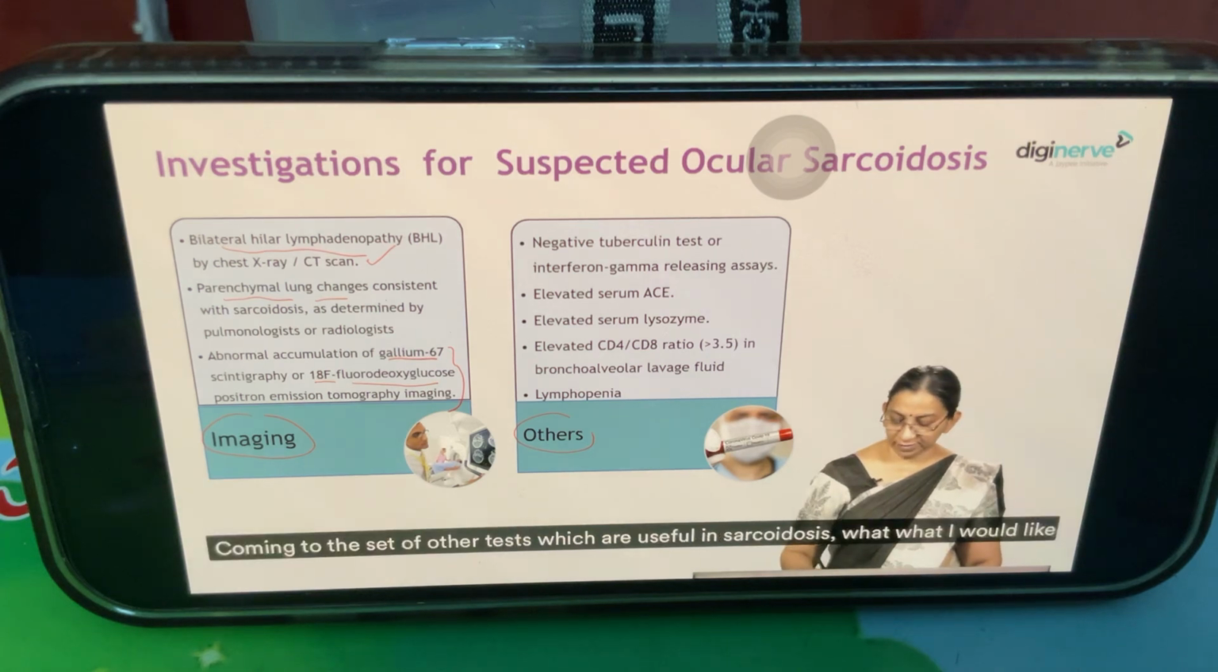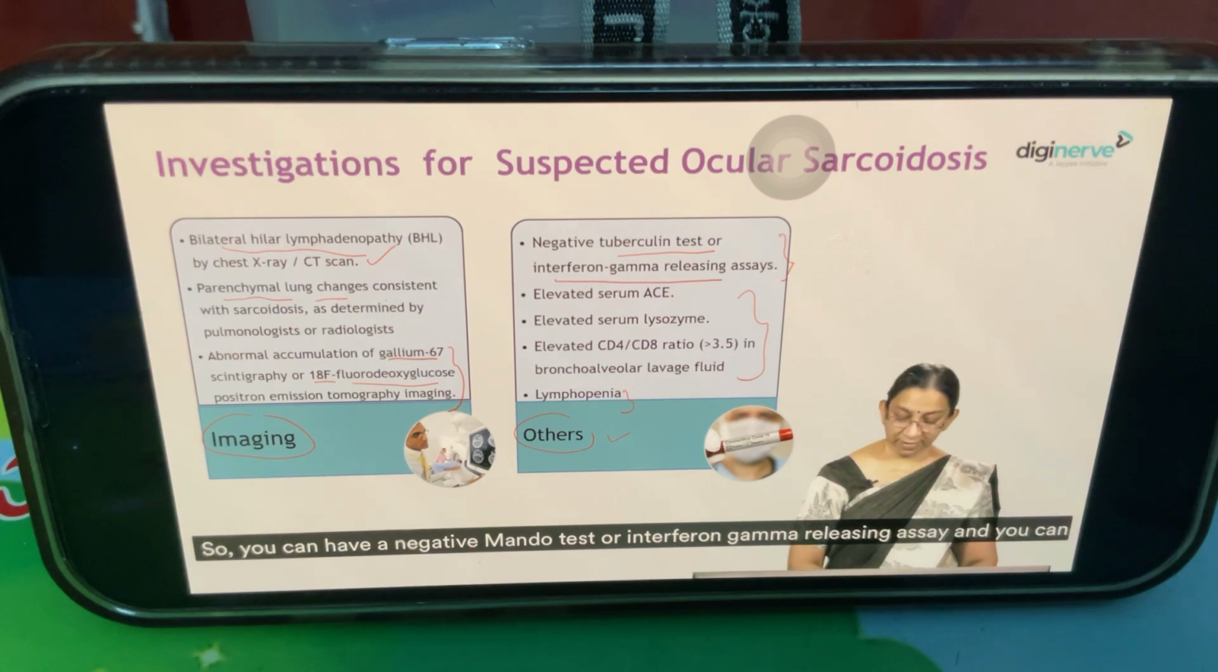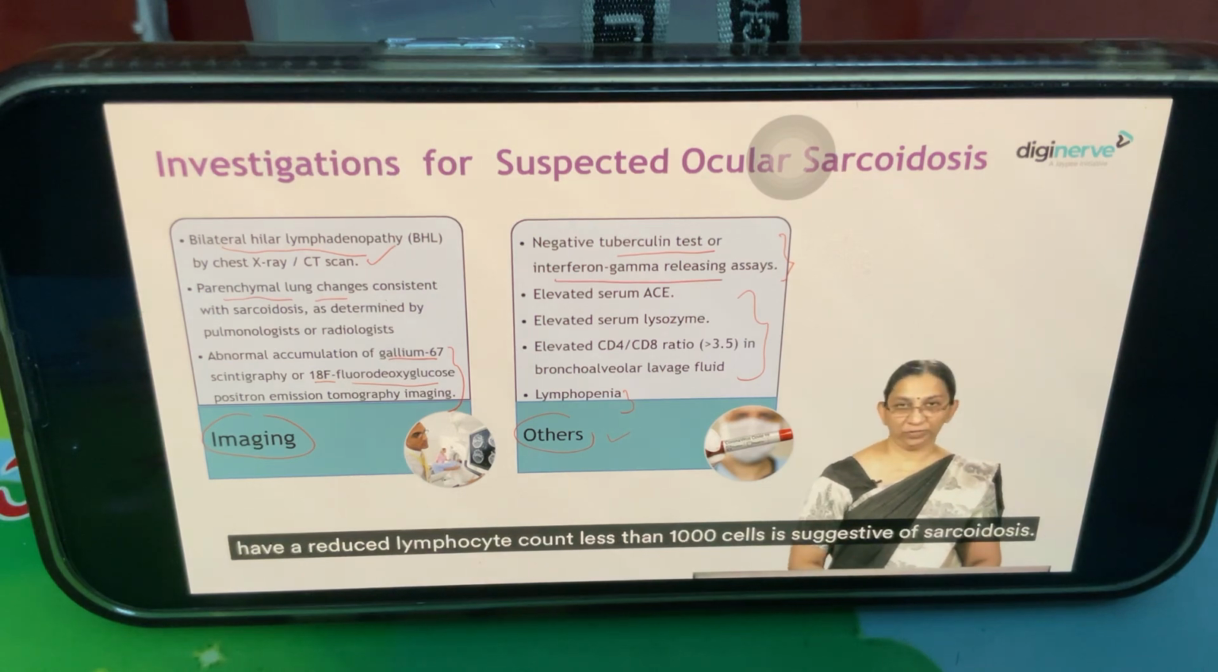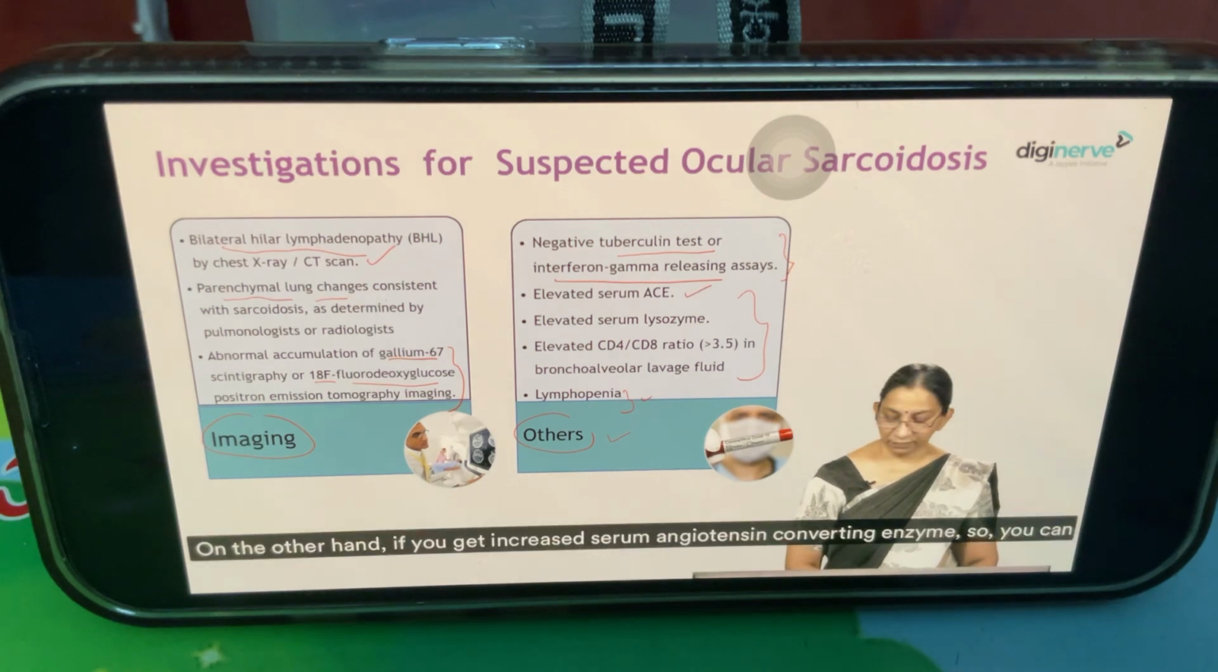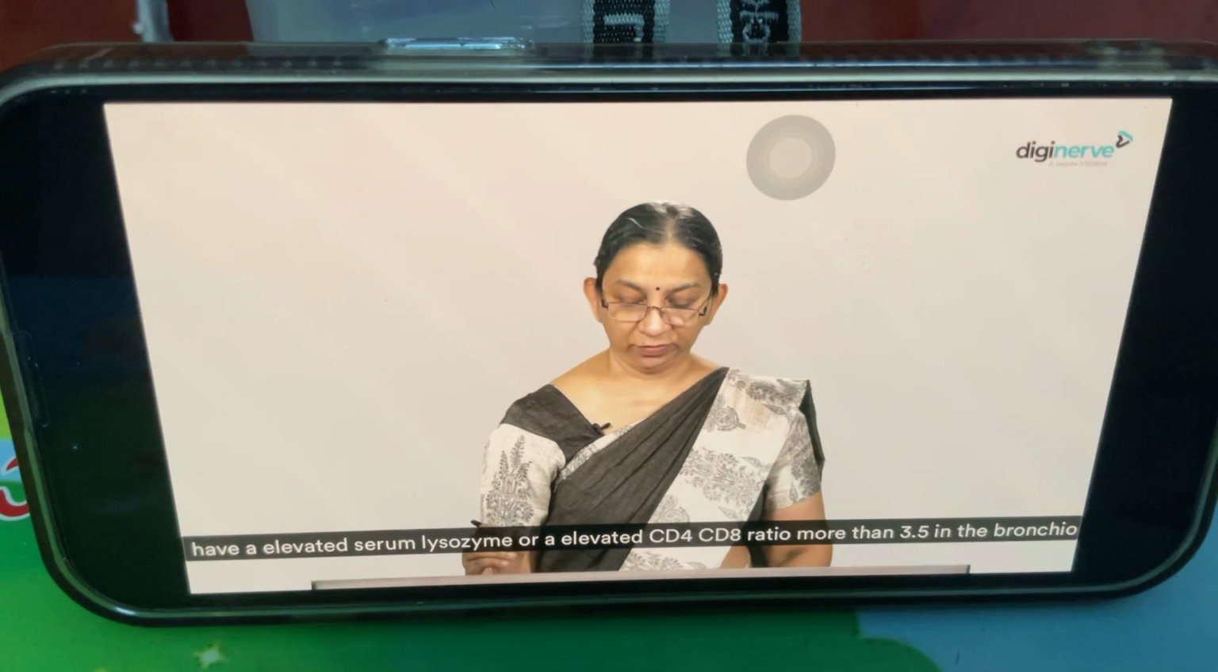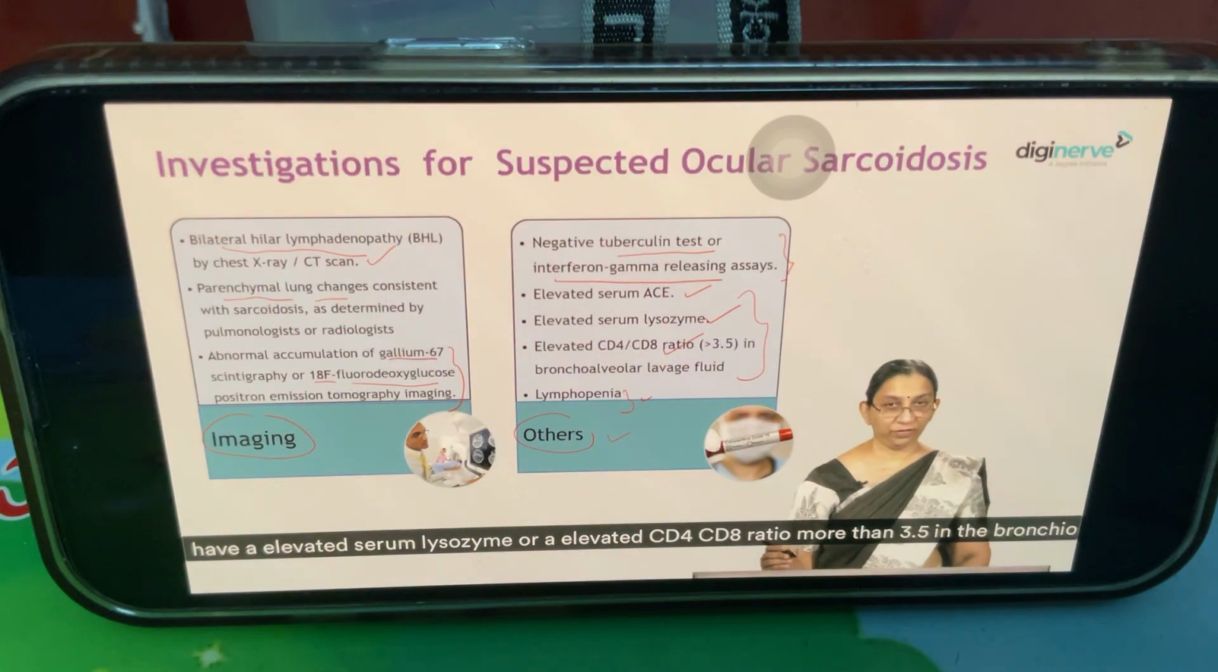Coming to the set of other tests which are useful in sarcoidosis, what I would like you to remember is that 2 of them are negative and 3 of them are positive, or rather, increased. So you can have a negative Mantoux test or interferon gamma releasing assay, and a reduced lymphocyte count, less than 1,000 cells, is suggestive of sarcoidosis. On the other hand, you can have increased serum angiotensin converting enzyme, an elevated serum lysozyme, or an elevated CD4/CD8 ratio more than 3.5 in the bronchoalveolar lavage fluid.